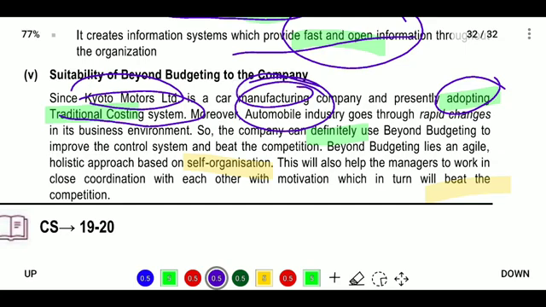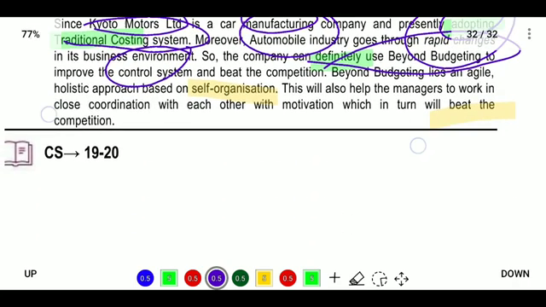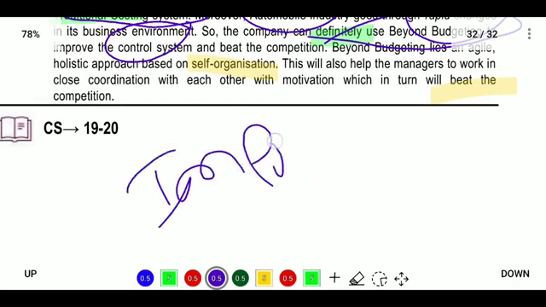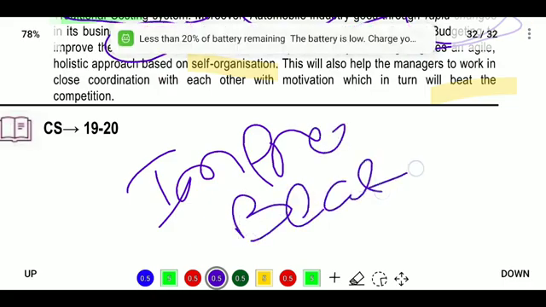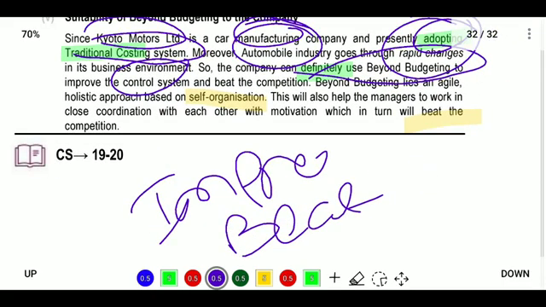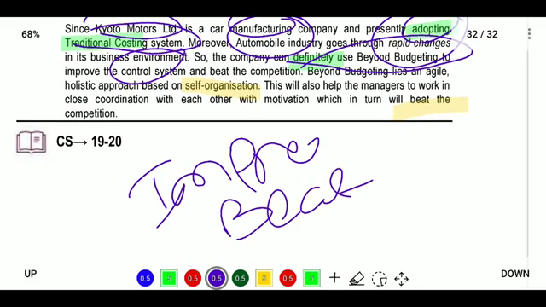Moreover, it is an automobile industry, which is going through rapid changes in the business environment. So the company can definitely use beyond budgeting to improve its control system and beat the competition. Beyond budgeting is an agile, holistic approach based on self-organization. This will also help managers work in close coordination with each other with motivation, which will help beat the competition.